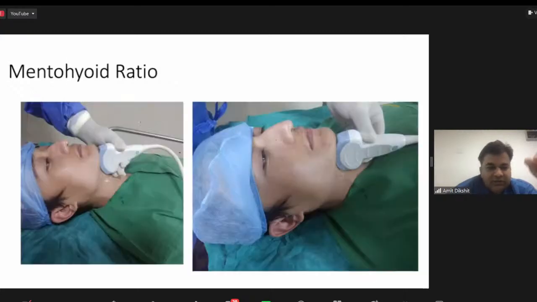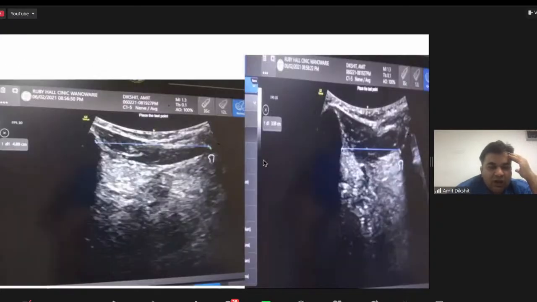So what are the images? This is in neutral position and then extended neck position. So we see the hyomental ratio. In extended neck, it is around 4.3 or something, and it is 3.3 in neutral position, and we calculate the ratio. So definitely 4.3 divided by 3.3, the ratio is more than one. It means the neck is quite flexible.